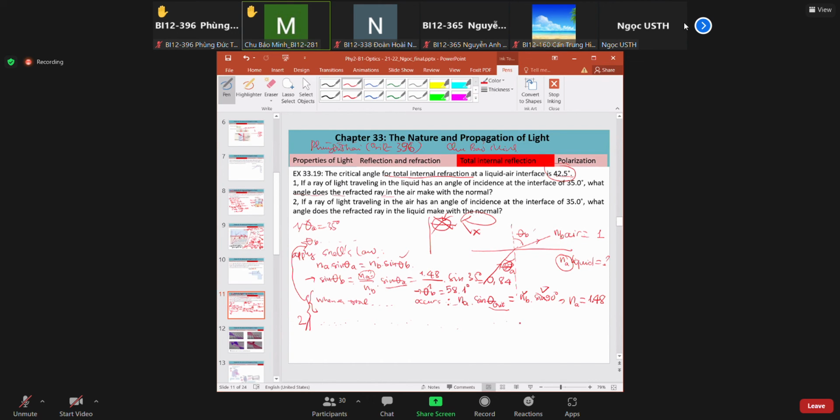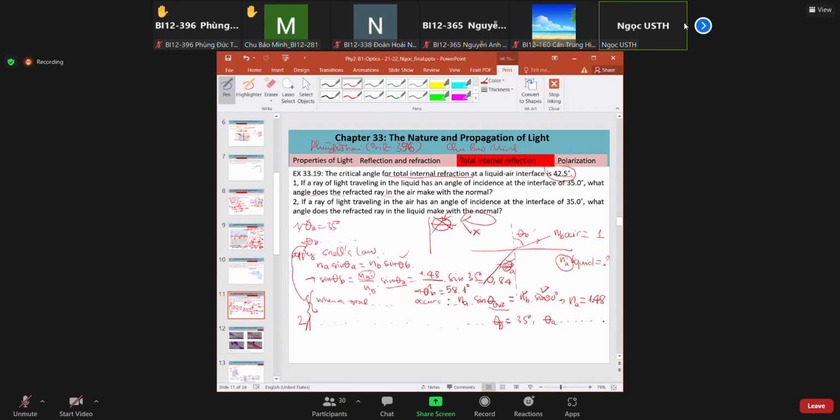With the incident angle of 35 degrees. You call it theta B in this case. You don't need to change the name. Okay, it's just set that the incidence angle theta B will be equal to 35 degrees. And you call theta A the refracted angle.